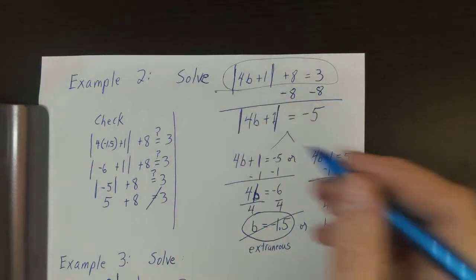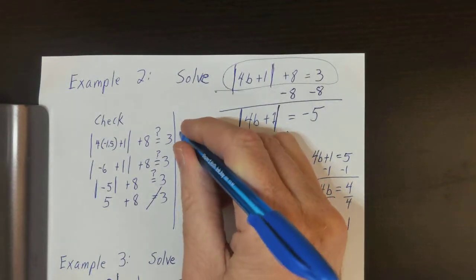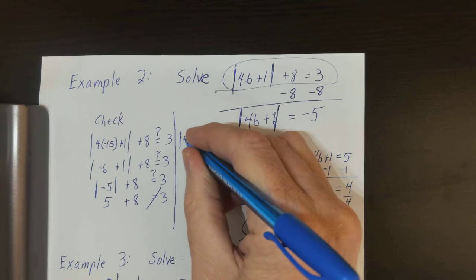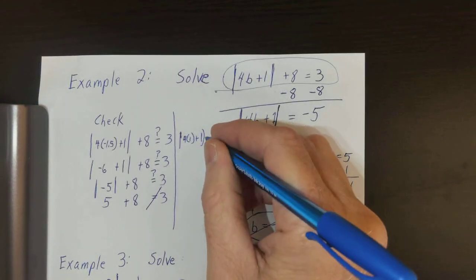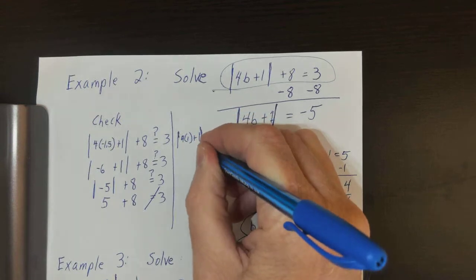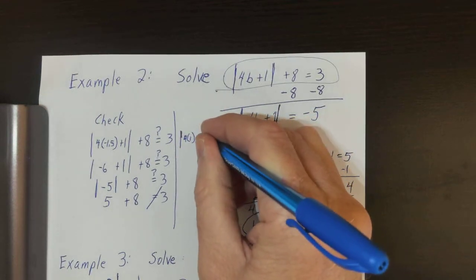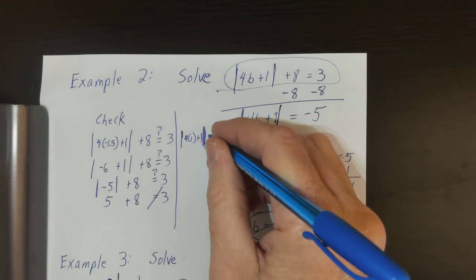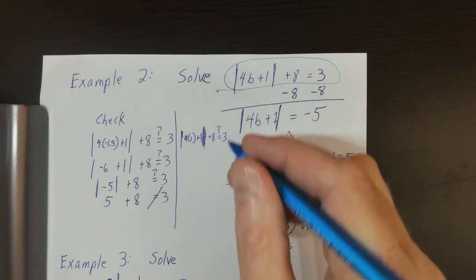Now, let me check the b equals 1. The absolute value of 4 times 1 plus 1, oops, not a curved bracket, it's an absolute value. Let me put a 1 right in there. Plus 8. Is that one equaling 3?